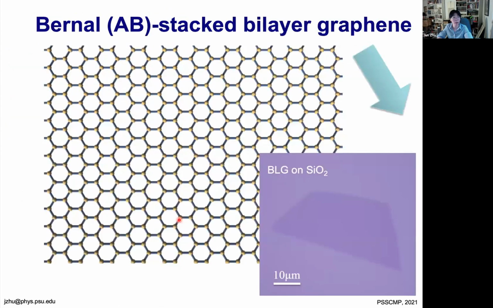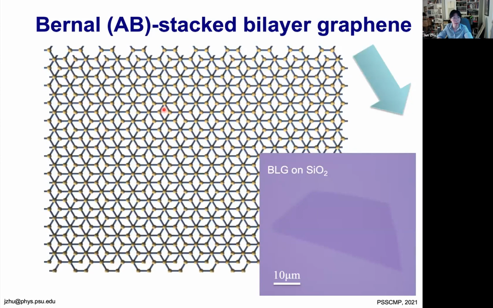Now, if you take two sheets of monolayer graphene and then shift one with respect to the other in the way that I just showed, and then stack one on top of another, you have Bernal stacked bilayer graphene, also called AB stacking. Now, in today's language, this is a 60-degree twisted system. Right? So this is what it looks like.